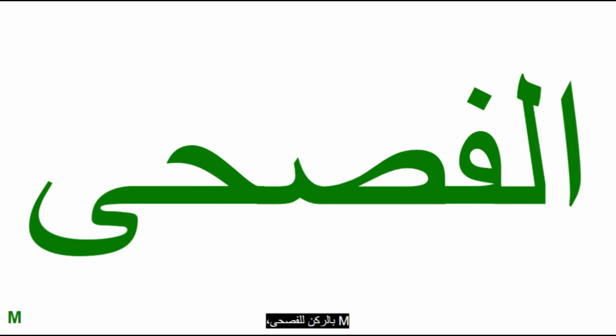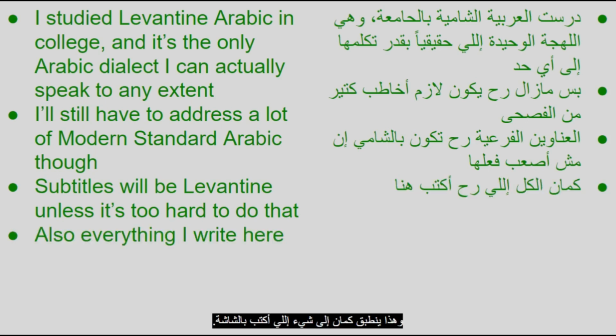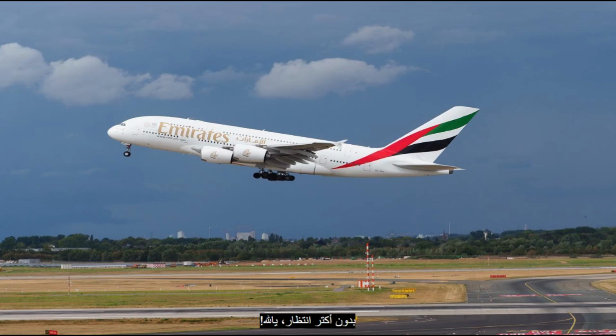I'll try to disambiguate my dialogue and visuals by putting an L in the corner for Levantine, an M in the corner for MSA, and B for both. I'll also be writing the subtitles in Levantine, although I may write an MSA sometimes if it gets too academic for casual speech to handle. This also applies to anything I write on the screen. Without any more waiting, let's go!